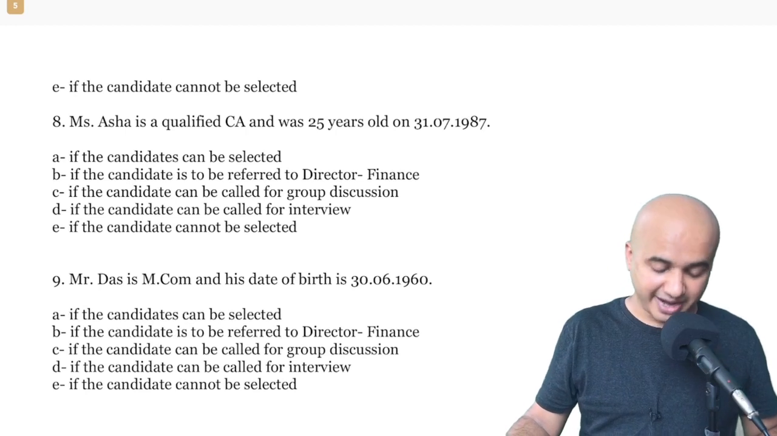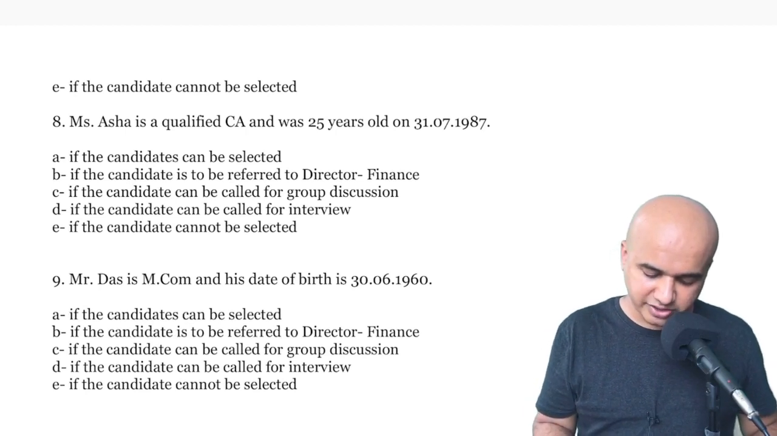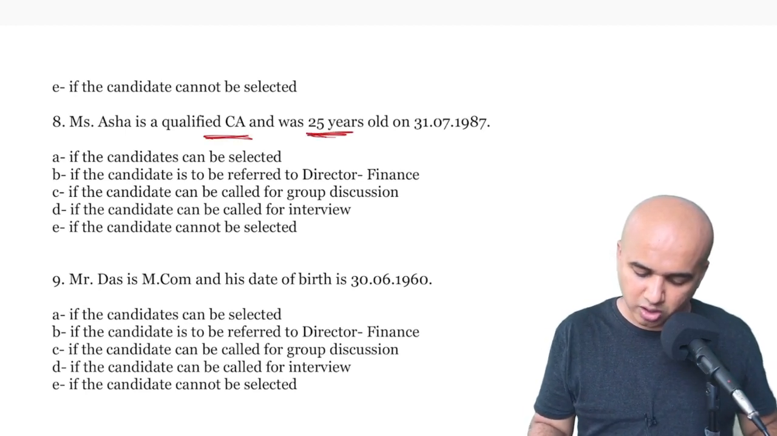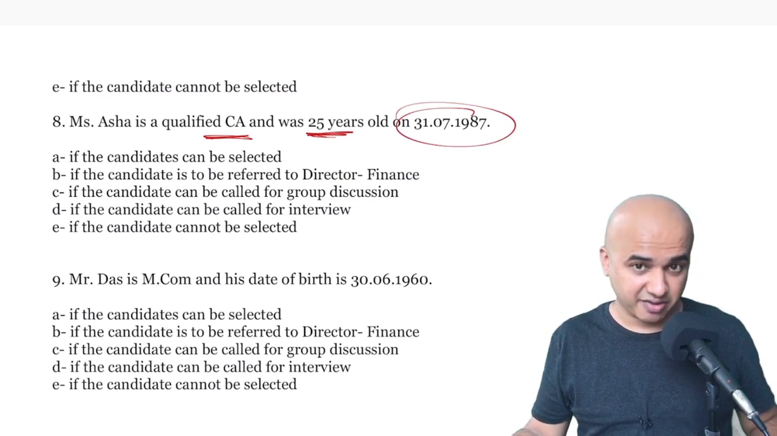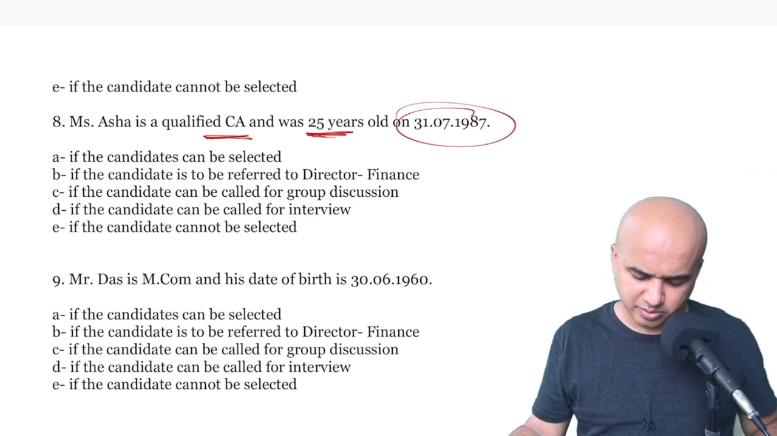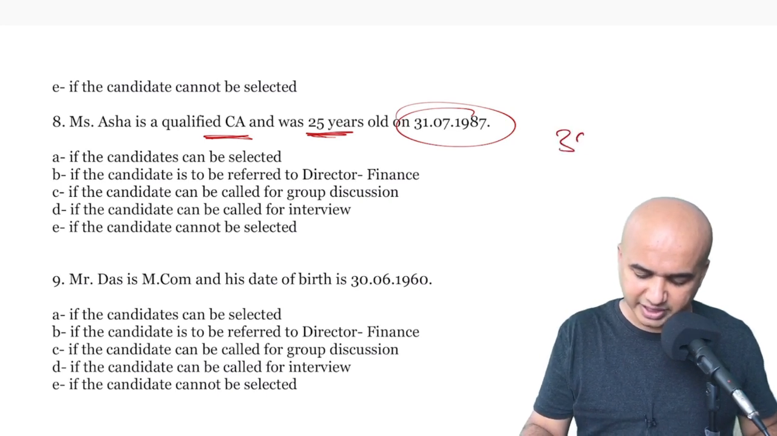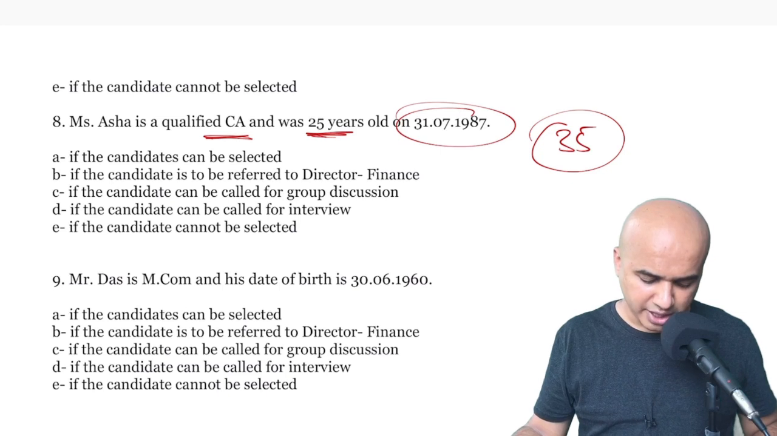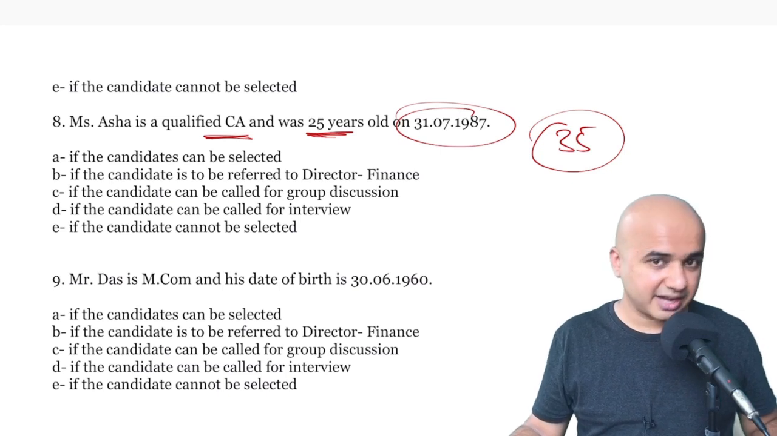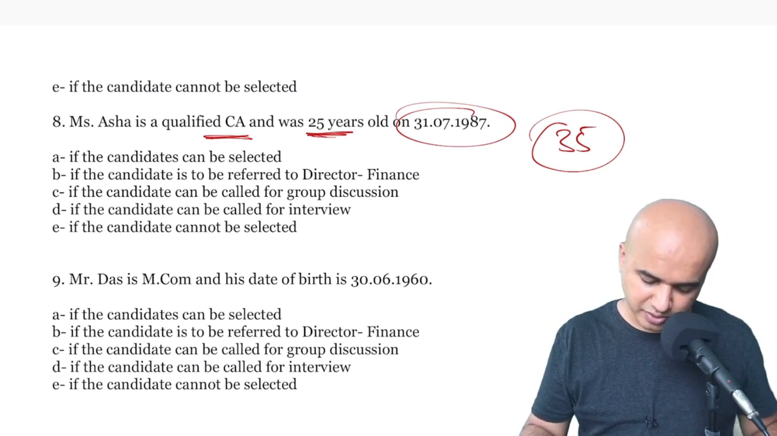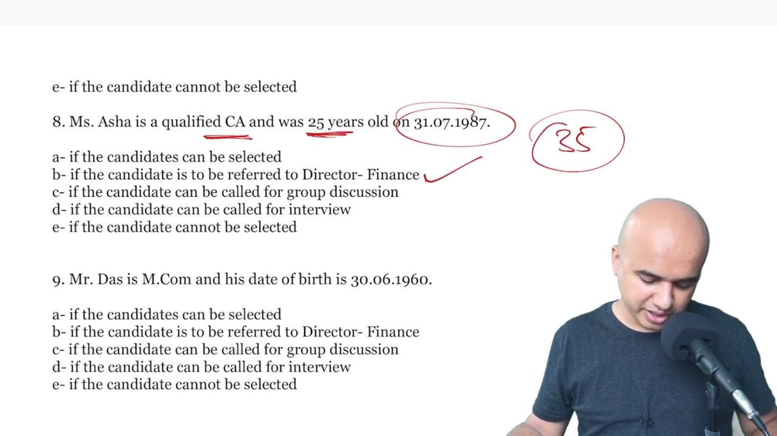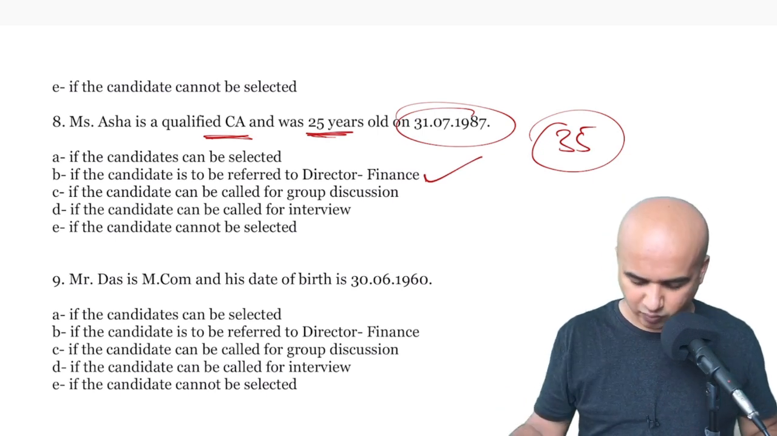Then question number 8. Miss Asha, a qualified CA, was 25 years old on 31/7/1987. Okay, she may be 25 years old. That means she is less than 35 now as on the date of interview. And since she is a CA and not a PG in commerce, what we have to do is we'll have to forward or refer that candidate to the director finance and he will take it forward.